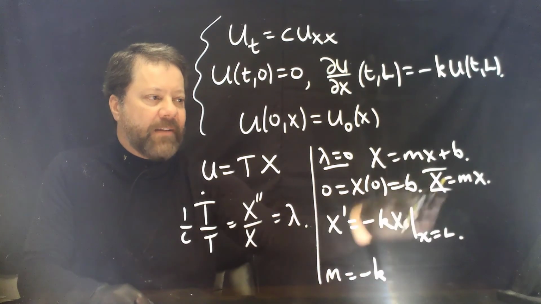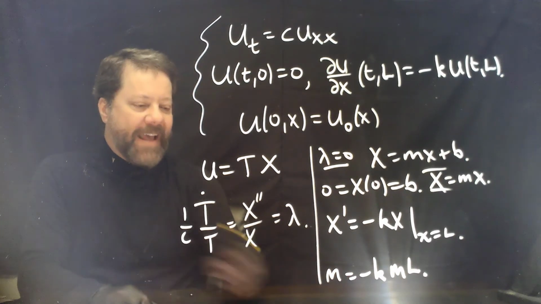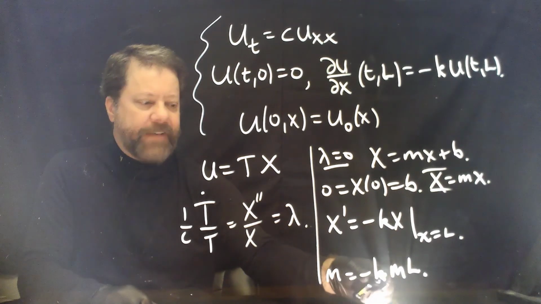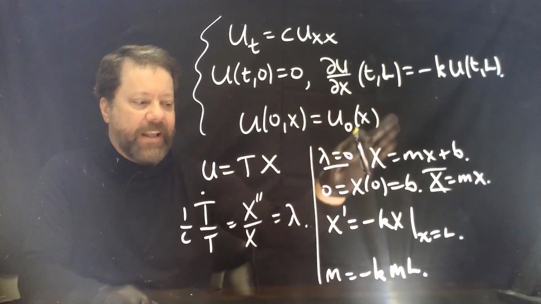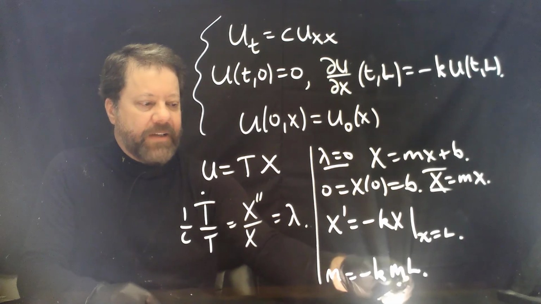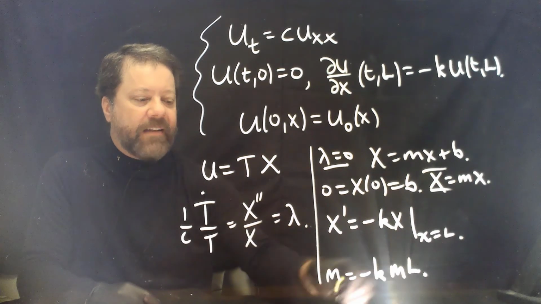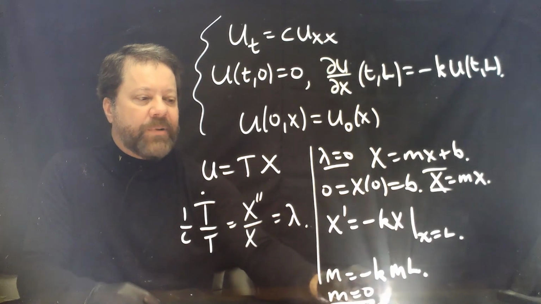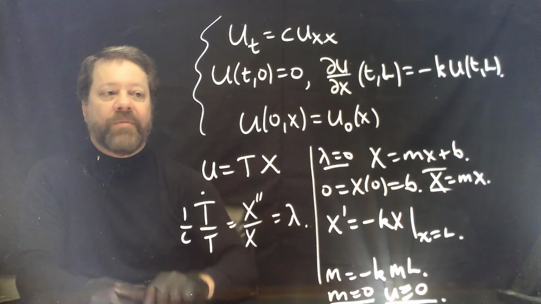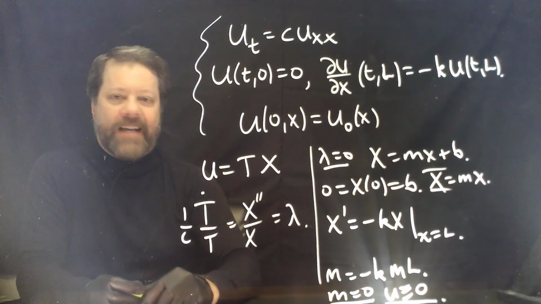X evaluated at L will be m times L. The only way that can happen is if either m is 0 or if m has a very special value. K is related to the rate of heat flux across the boundary and L is just the length of the rod. It seems implausible that you could get this to be satisfied for arbitrary values of K and L. It seems much more plausible that m is 0, in which case u is identically 0, which solves the problem except for the initial data. Well, let's throw this case out then.